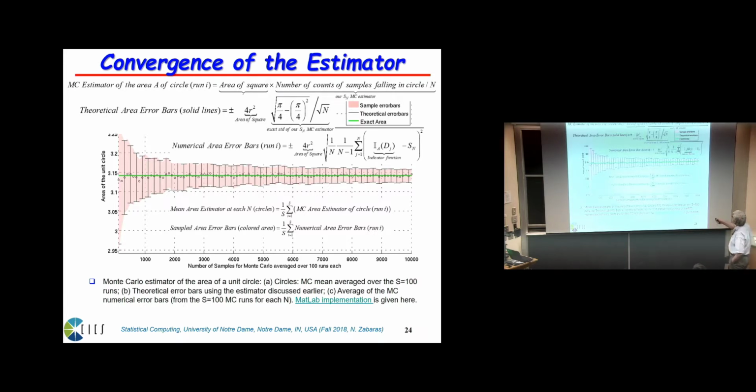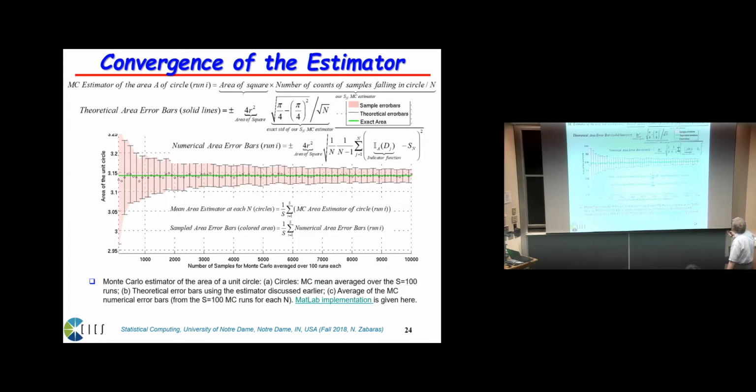I don't want to bother you about the 4r squared here, because the calculation in the book is making not an estimate of pi, but an estimate of the area of the circle. Okay, so that's why there's a 4 times r squared. No problem, r is equal to 1. But I want you to tell me why this is our sample standard deviation.